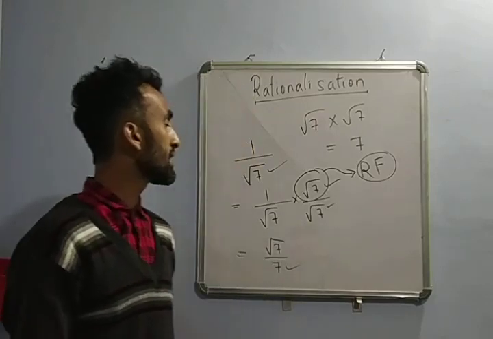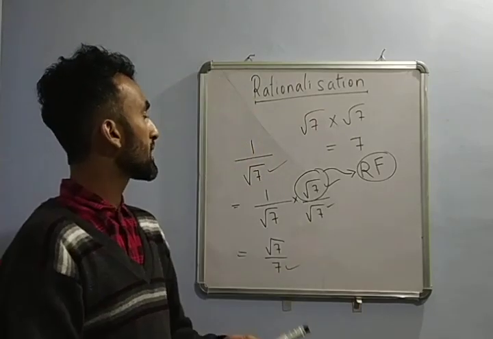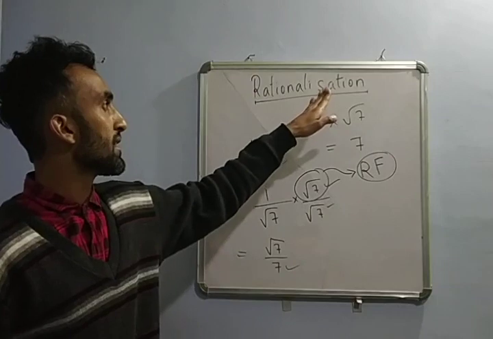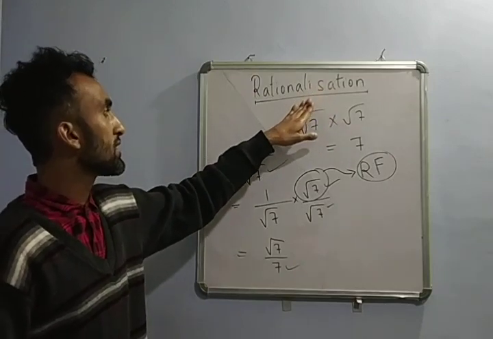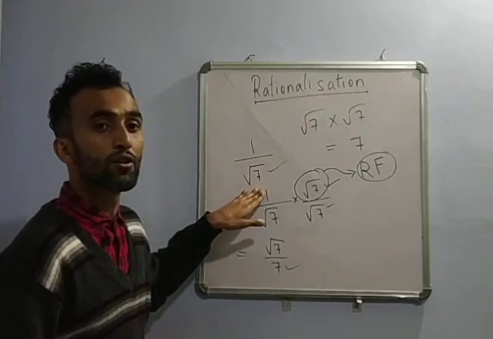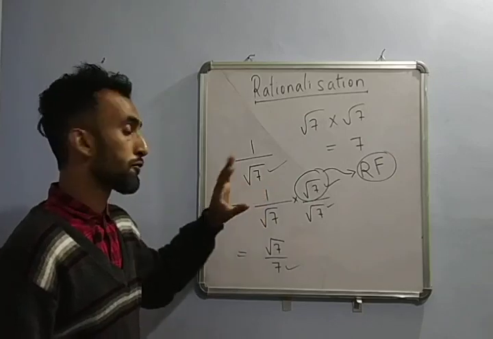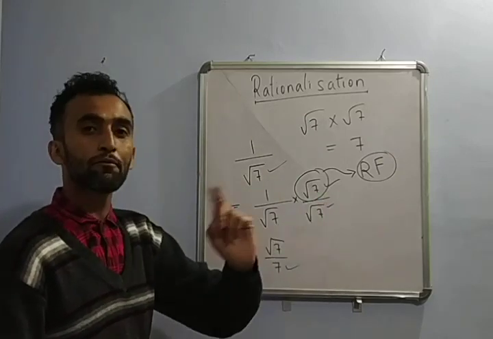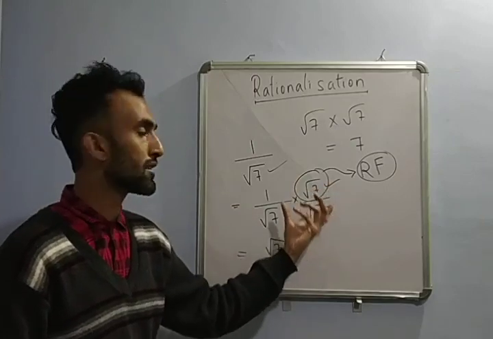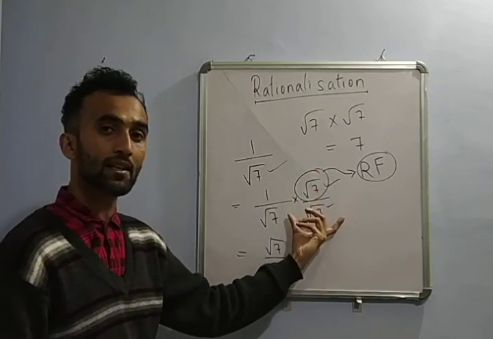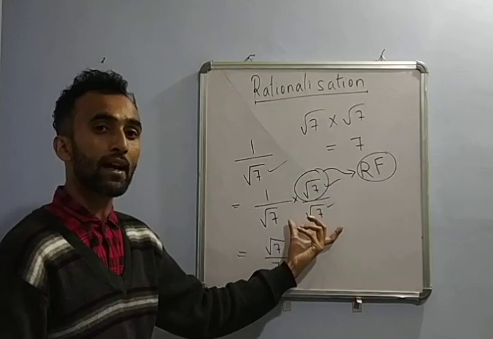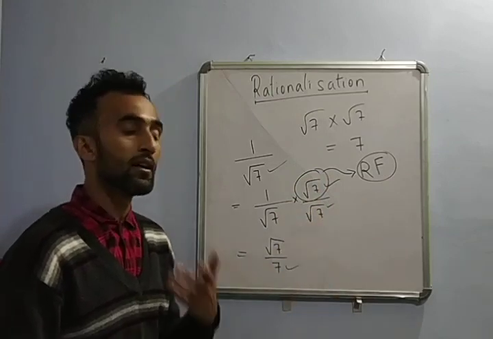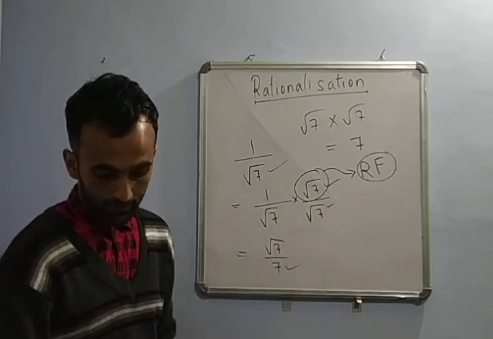So in brief, what is rationalization? Rationalization is basically used to rationalize the denominator. From irrational to rational we are converting. And for that I have to multiply something, both the numerator and denominator. I have to multiply some factor. That factor is called the rationalizing factor.